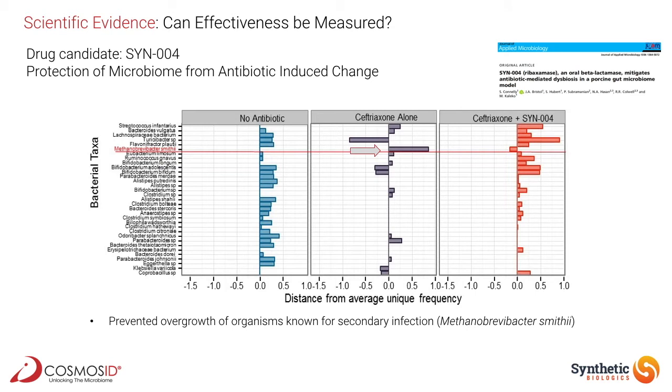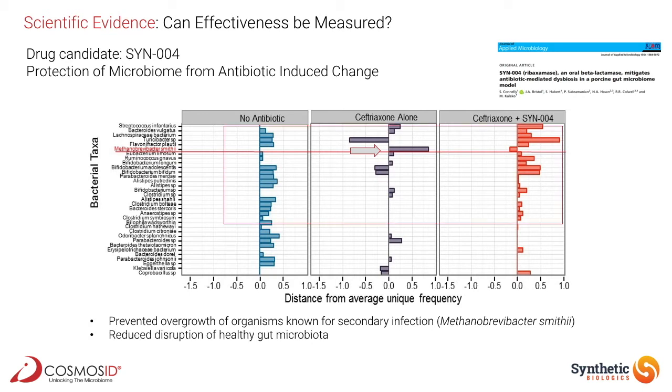We were able to measure not only that the disruption was reduced compared to antibiotic treatment alone, but what we also could show was that the drug was preventing the overgrowth of, in this case, Methanobrevibacter smithii, which at low levels is a gut commensal, but as it causes overgrowth, it contributes to secondary infections, and the drug was able to ameliorate and reduce that impact. And here you see the reduced disruption of the healthy gut microbiota.